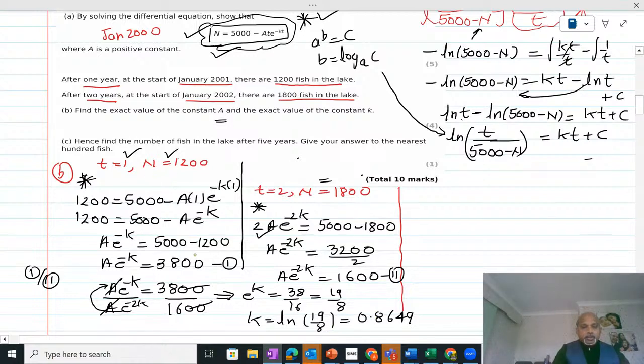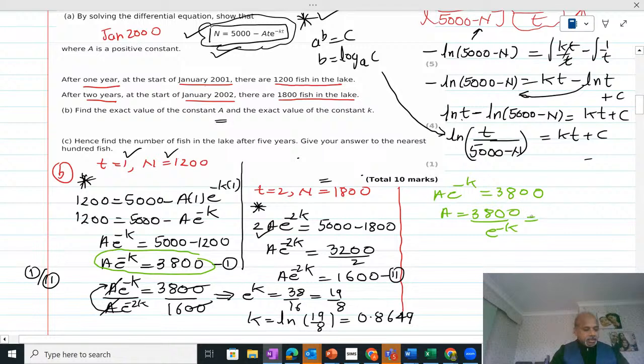Now pick any equation. I'm going to pick the first one, this equation. So write down here whatever you are picking. A e to the power minus k is 3800, and so a equals 3800 divided by e to the power minus k, and k is 0.8649. Or you can write 3800 times e to the power k, where k in decimal is 0.8649.